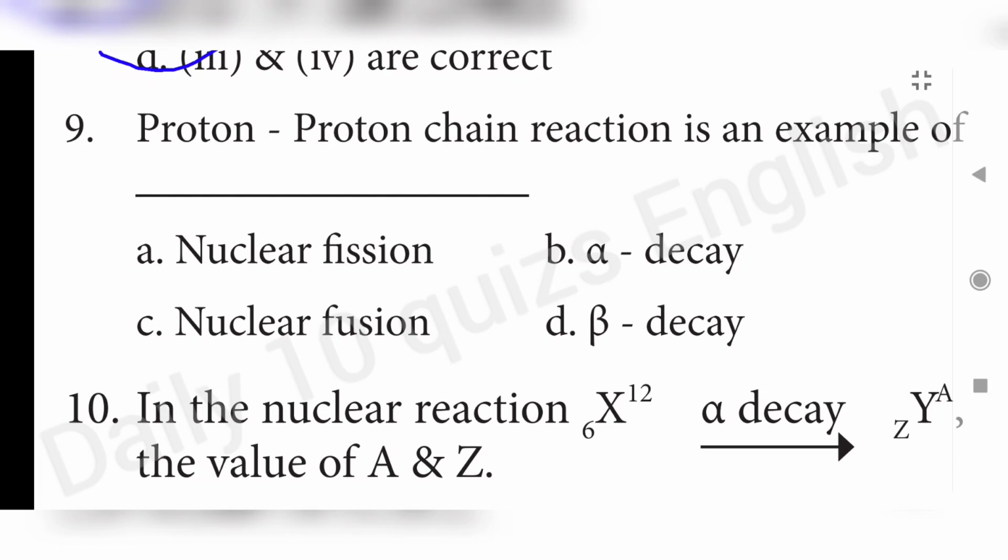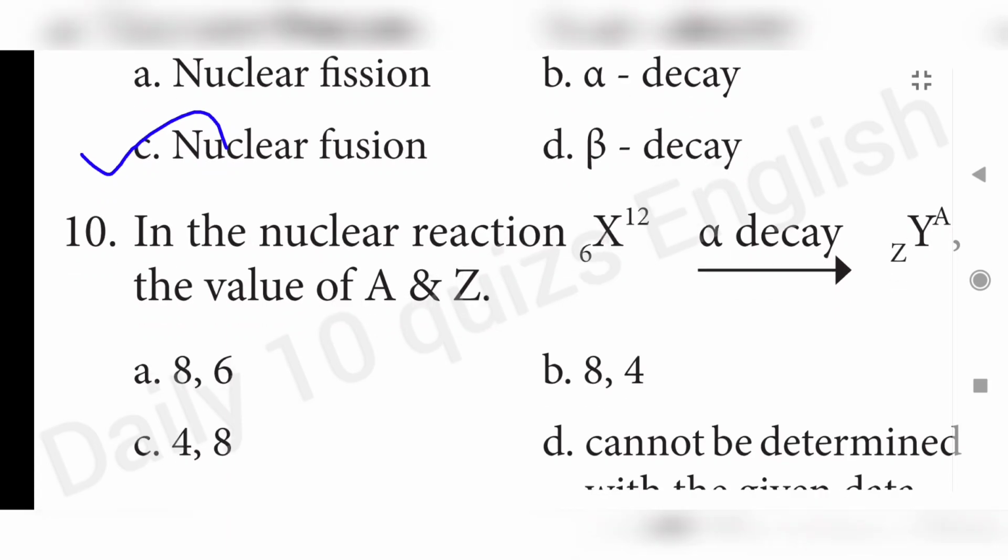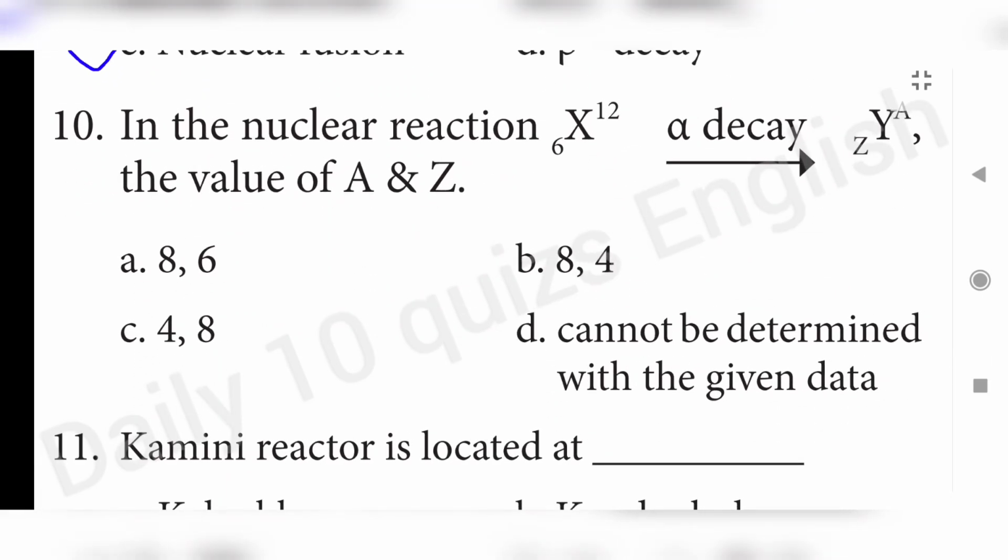Ninth one, proton-proton chain reaction is an example of dash. Answer, proton-proton chain reaction is an example of nuclear fusion, that is option C. Tenth one, in the nuclear reaction 6X12 alpha decay ZYA, the values of A and Z are. Answer: the values of A and Z are option C, 4, 8.